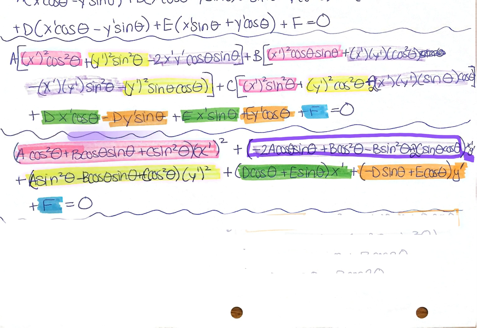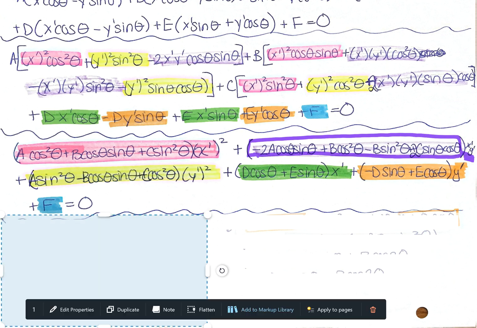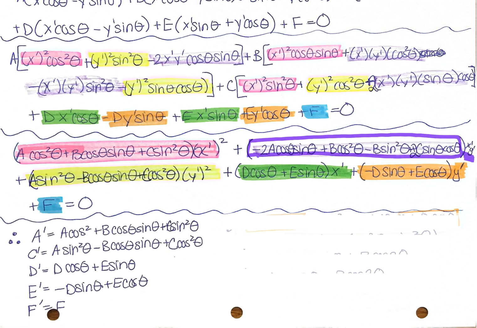So if I set each of those equal to those values, now what I have is this: a prime is going to be a cosine squared of theta, forgot my theta there, plus b cosine theta sine theta, plus c sine squared of theta, and so on for each of the values. Now notice I didn't put the b prime term in there. I have a, c, d, e, and f primes. The b prime is the one that we're most interested in.